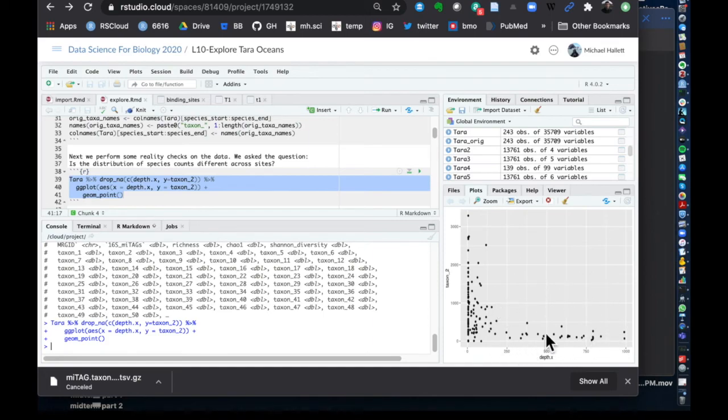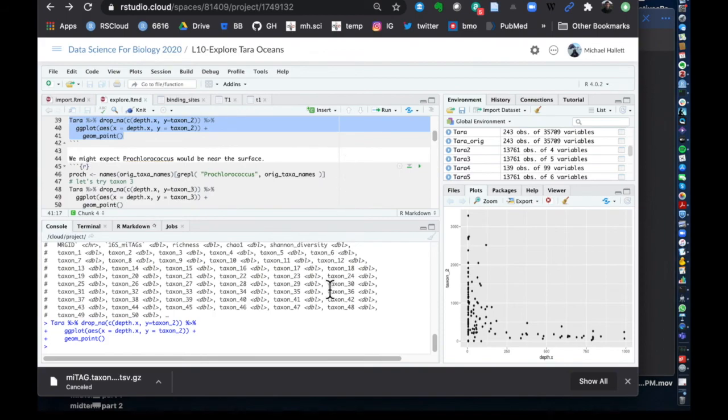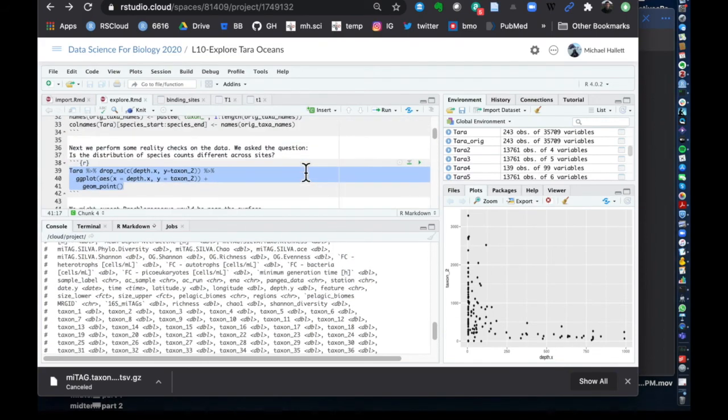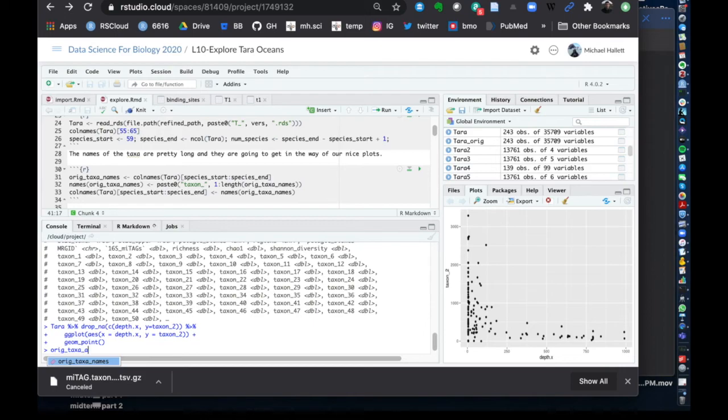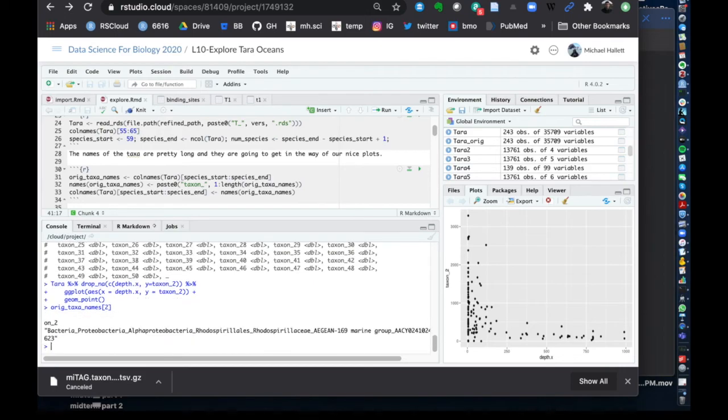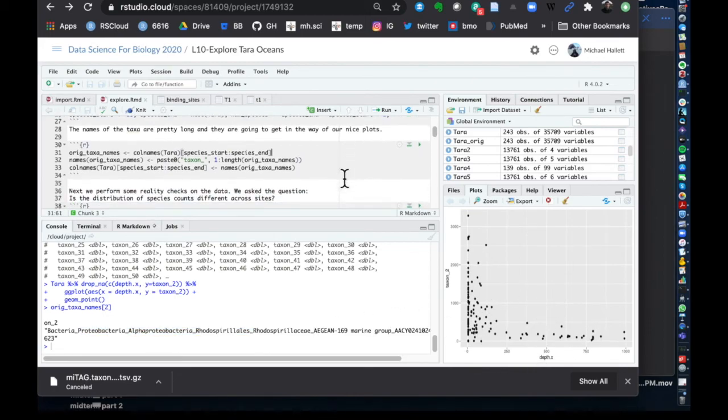But okay, so basically here you can see that there is a relationship, right? Taxon 2 is often detected in shallow waters, and it's rarely detected in deeper waters. Okay, it's not a huge finding, but I'm not even sure what taxon 2 is. I could look it up by going back to my table, the taxa names, and looking at the second entry. And this is a proteobacteria, Rhodospirillales. So yeah, it's mostly found in shallow waters, but sometimes in deeper waters.